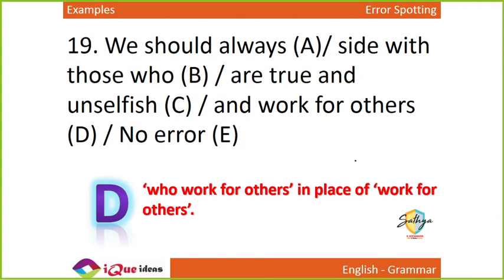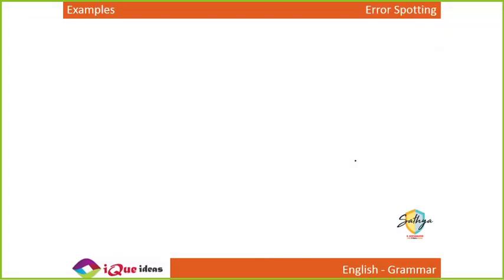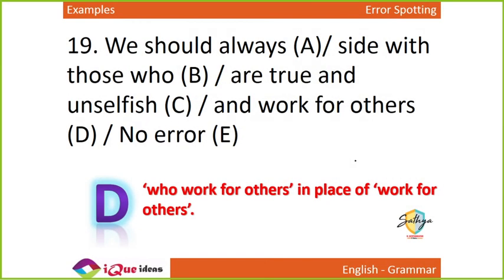So here true and unselfish is a single thing. It's just the example which I'm giving. But true and unselfish, they are qualities which come together. So who are true and unselfish, that is qualities, and who work for others. Because true, unselfish are qualities and work for others is not. They are two separate things. So true and unselfish is a single group. That's a group of qualities. And who work for others. Who are true and unselfish and who work for others. Right? Okay.